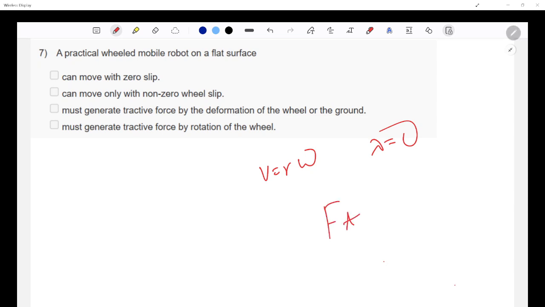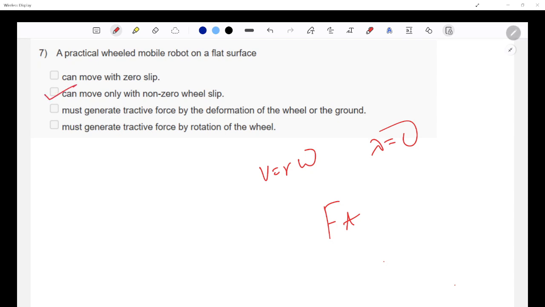The crucial idea here is if slip is exactly 0, there won't be relative motion at contact. There won't be any shear deformation. There won't be any traction force being generated. So the wheel cannot move forward in that case. The second option is it can move only with non-zero wheel slip. It is true because a small slip is necessary. This creates shear deformation and traction. Without slip, there is no motion.